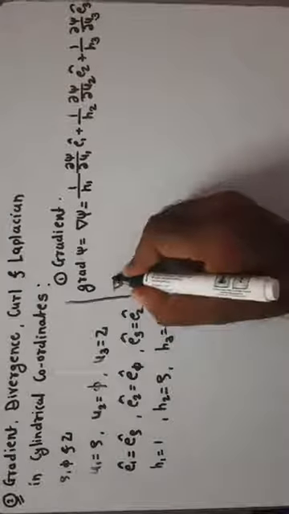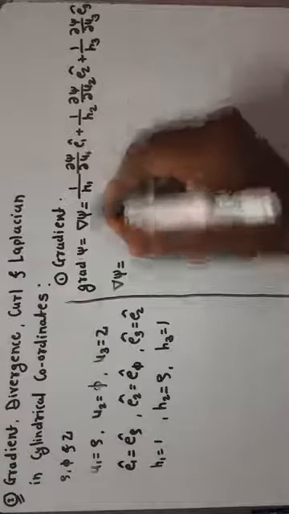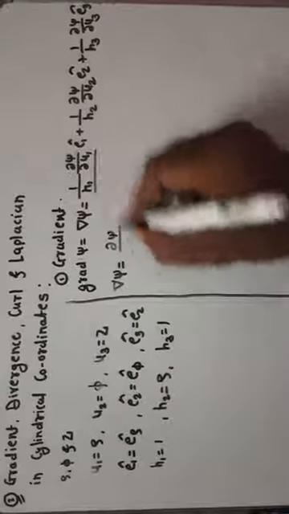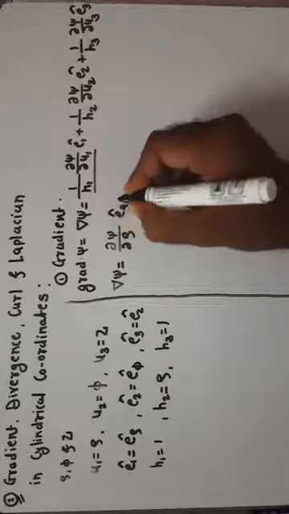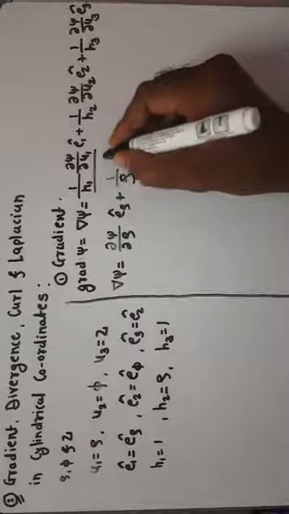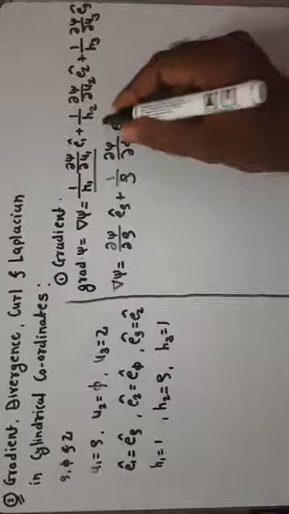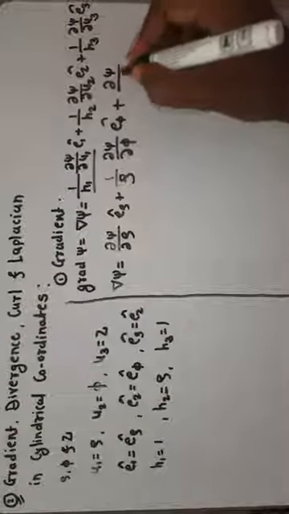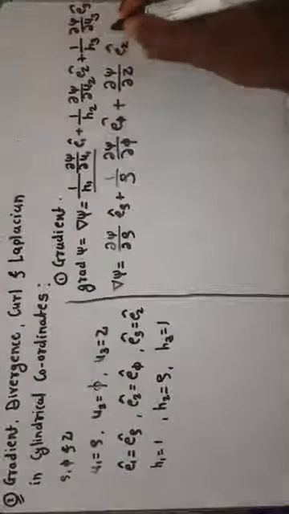That means grad psi is equal to 1 upon h1. h1 means 1. u1 means rho, so dou psi by dou rho, e1 means e rho cap, plus 1 upon h2. h2 means rho, so 1 upon rho dou psi by dou phi e phi cap plus 1 upon h3. h3 means 1, dou psi by dou z e z cap.